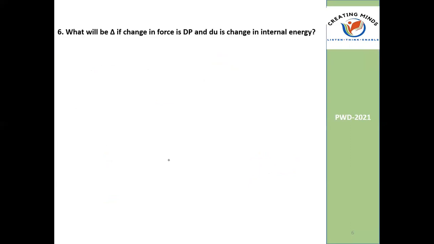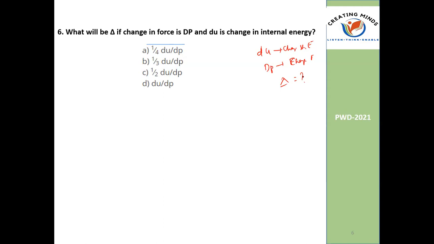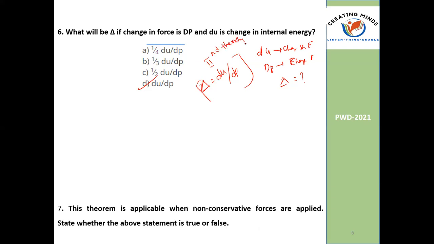Right. Next question. What will be the delta if the change in force is dP and dU is the change in strain energy? Which option is correct? Castigliano's theorem. Sir, the last one, D. Yes, very good. Which theorem is the last one? First theorem or second theorem? Second. Displacement. Finding displacement is the second theorem only. Don't confuse again. This is the second theorem.